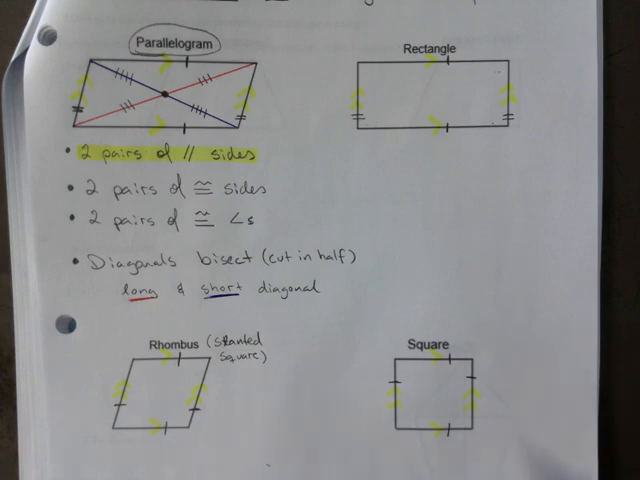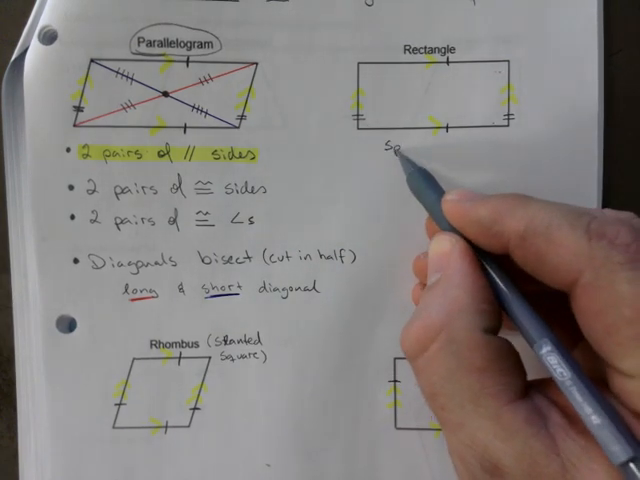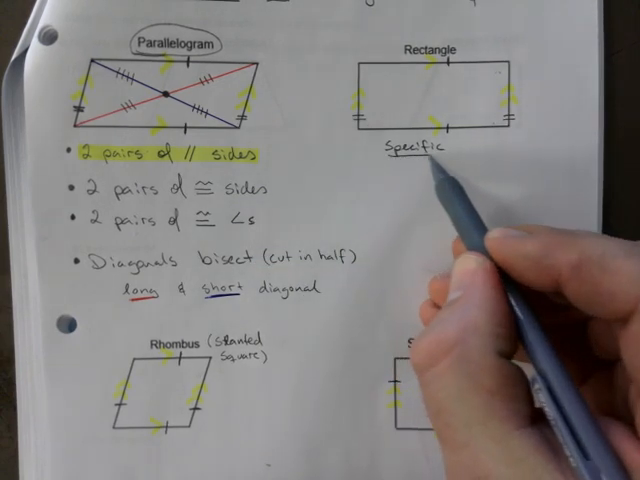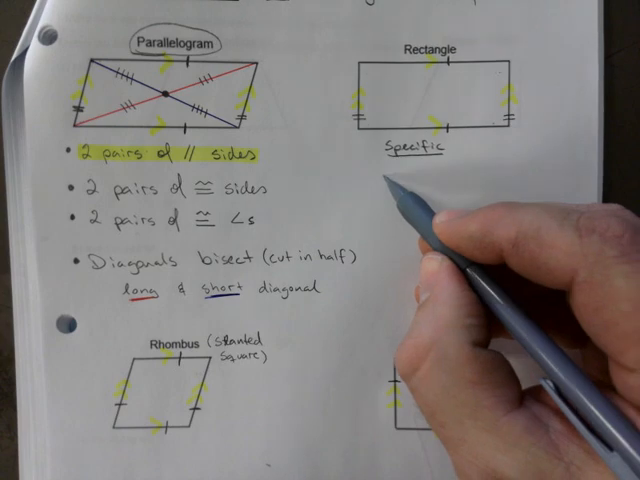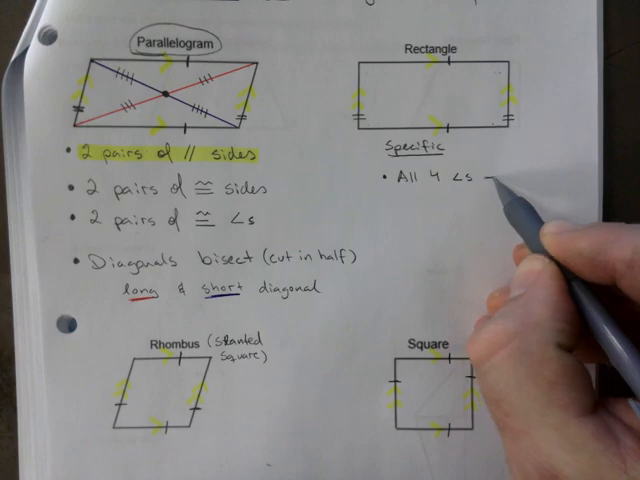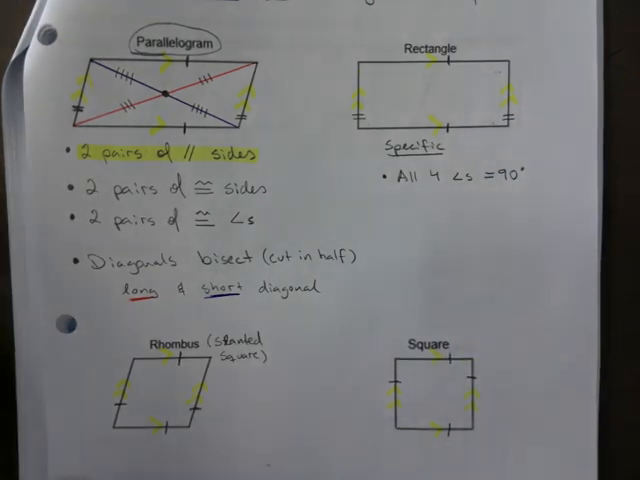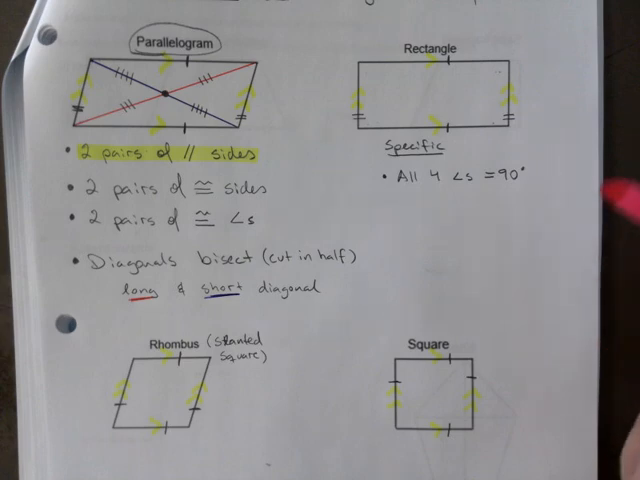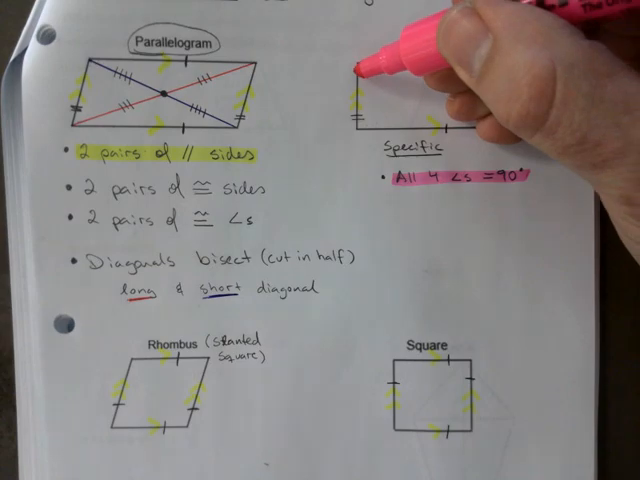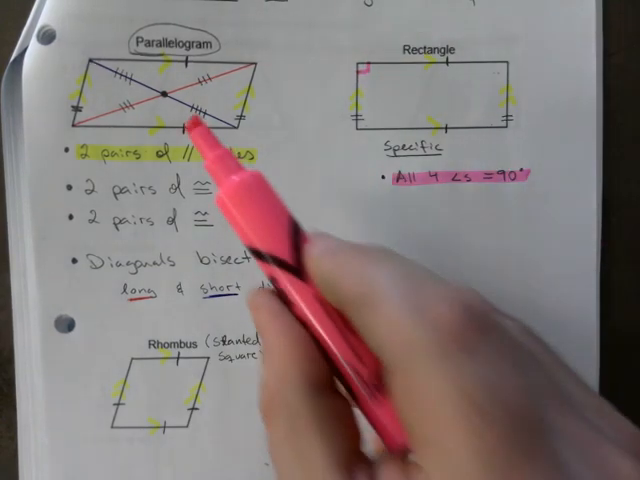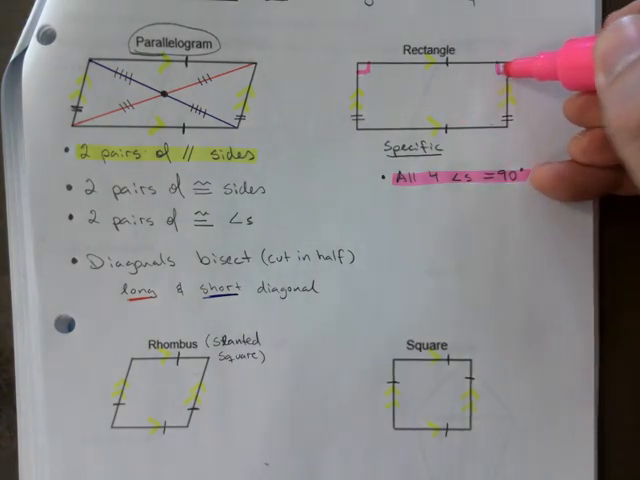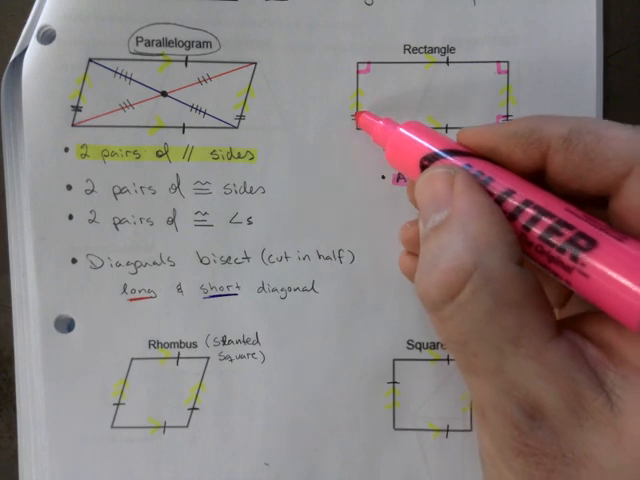Now we're going to get specific to this one. So everything before is true, but now we're going to get specific to this. And I'll say this, all 4 angles are equal to 90 degrees. I don't know what color you're going to use. I'm going to use pink. And I'm just going to introduce that. Say, hey, what makes a parallelogram turn into a rectangle? It would definitely be the 90-degree angles on the corners.